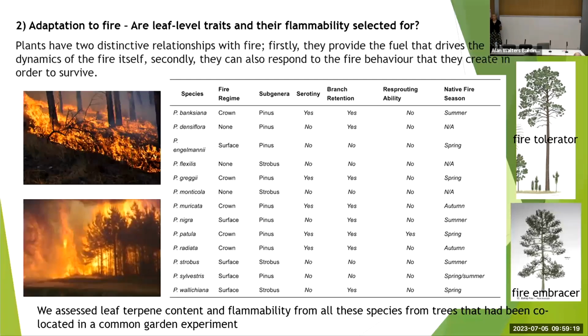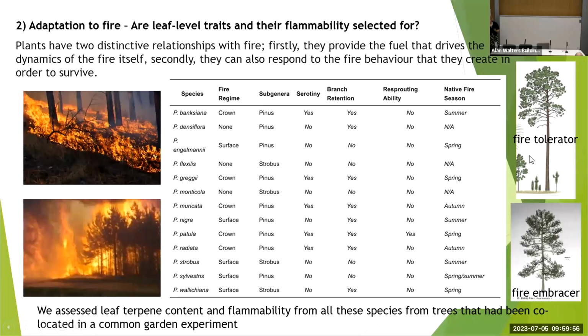So we looked at 13 different species of pine that were co-located in a common garden experiment a long time ago. But they were drawn from populations that are known to have crown fires. So some of these are basically crown fire adapted, like this is a crown fire, and others are adapted to surface fire regimes. And the ones that are adapted to surface fire regimes are called fire tolerators.